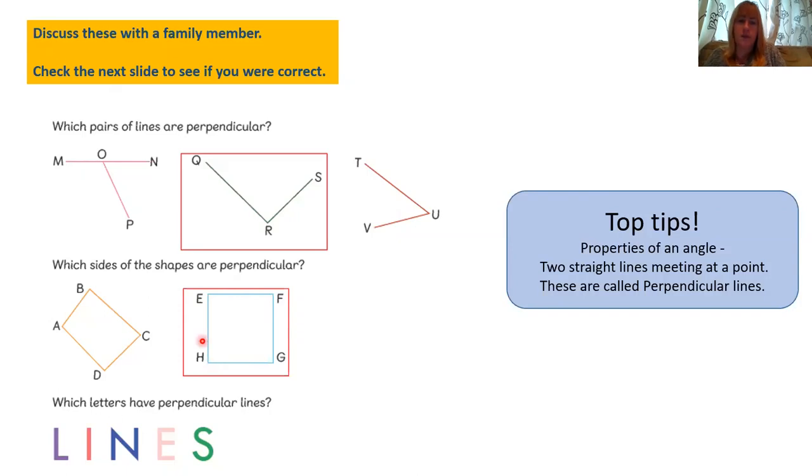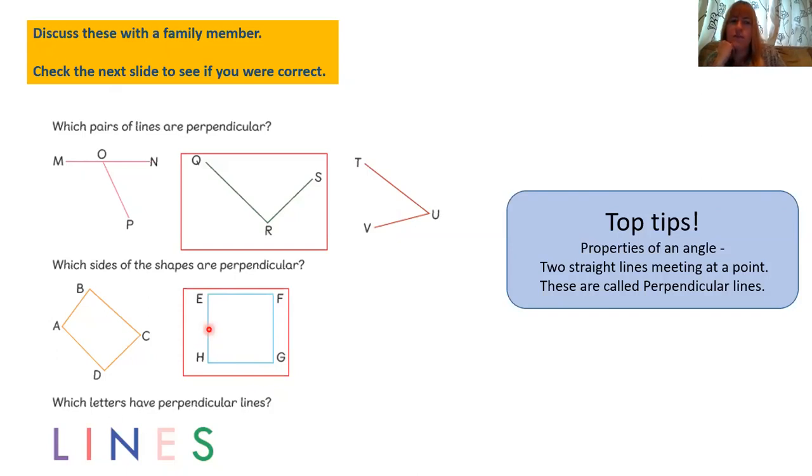It has perpendicular lines. EH is perpendicular to HG. HG is perpendicular to FG. EF is perpendicular to FG. And EF is perpendicular to EH. It's all very confusing. Here's a quick question.